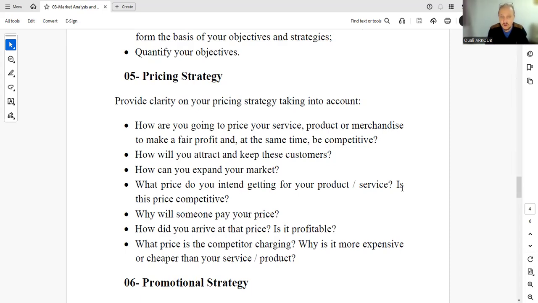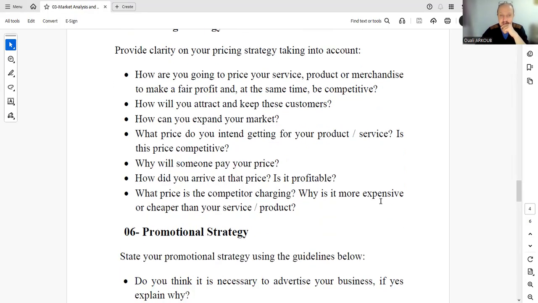What price is the competitor charging? Why is it more expensive or cheaper than your service or product? Comparing the price of your competitor, which is more expensive or cheaper than your service or product, why? You must determine the causes.